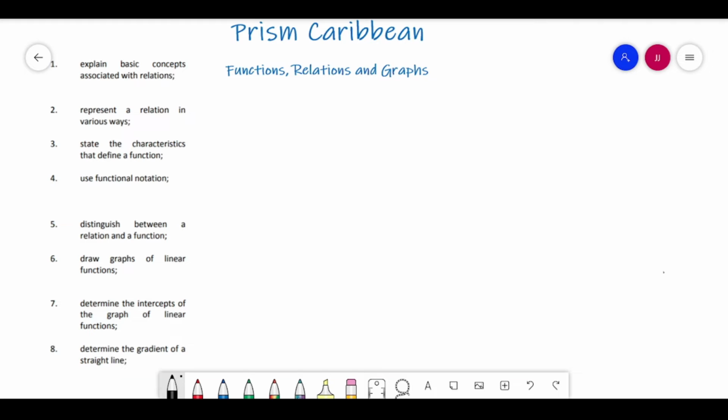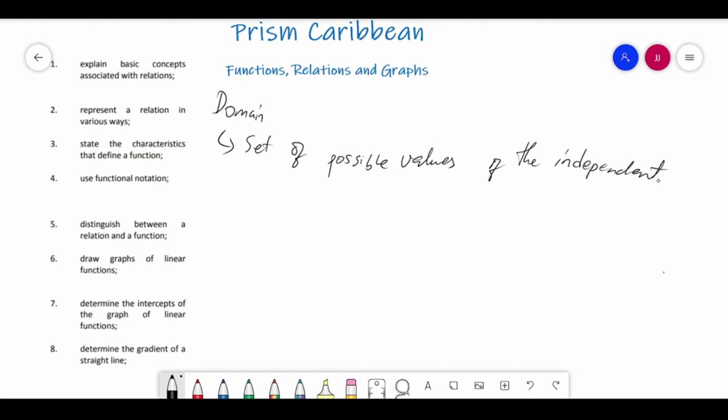So let's begin. We want to know some basic concepts associated with relations, but I'm going to do both relations and functions one time. So we need to know some key definitions. Domain. You are going to hear this term a lot. Say domain is a set of possible values of the independent variable.